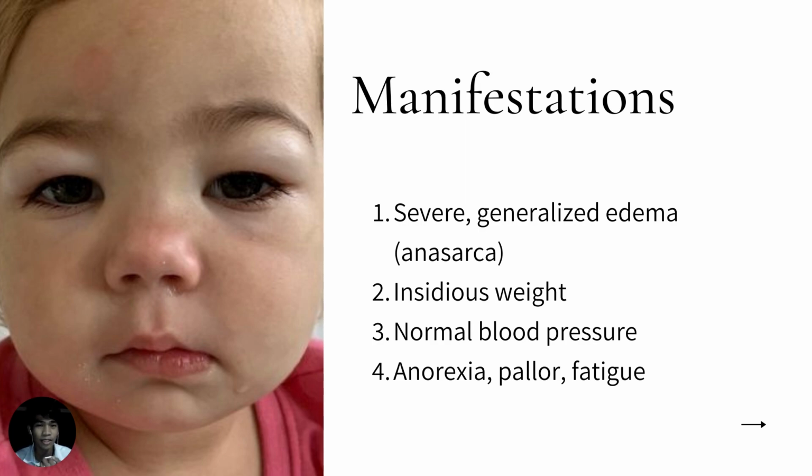Number two is insidious weight gain or loss of weight, one of the manifestations. Blood pressure is normal, but in nephrosis we always have to monitor the blood pressure of our client, and I will explain it further in the next slides. Anorexia, pallor, and fatigue are also signs and symptoms.